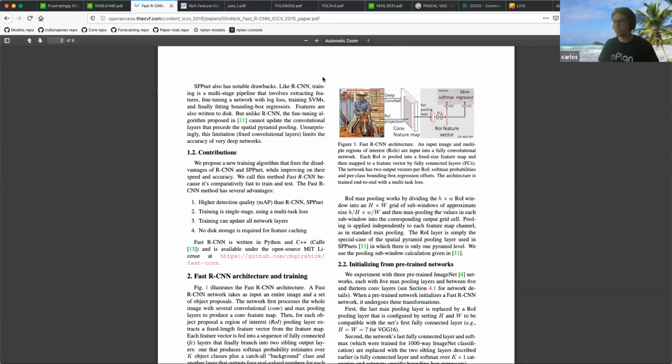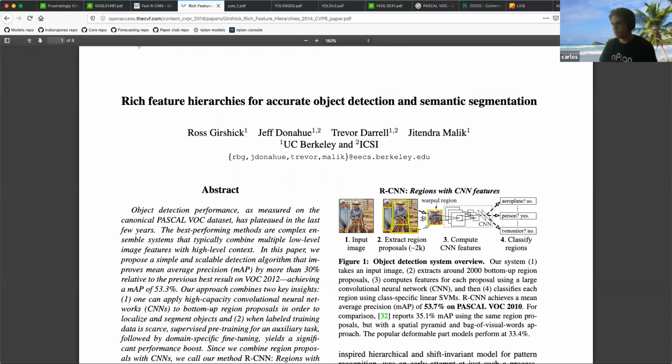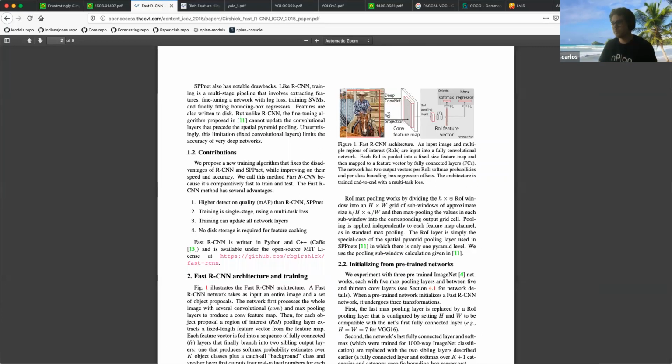And what they said is that, well, you still have your region proposal, but now you can integrate it with your convolutional network, and you project. So you do a max pooling layer on those regions, and now you can classify all the regions at the same time.